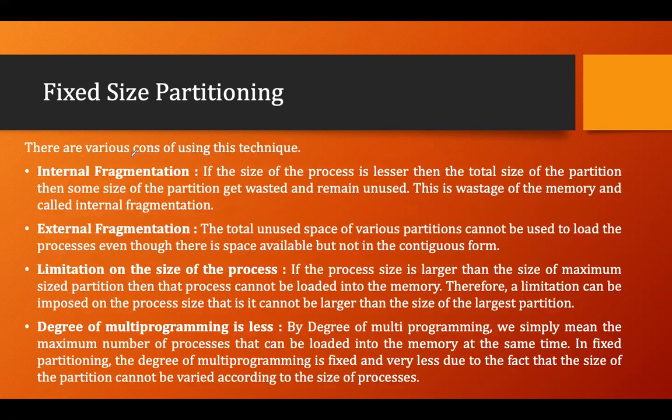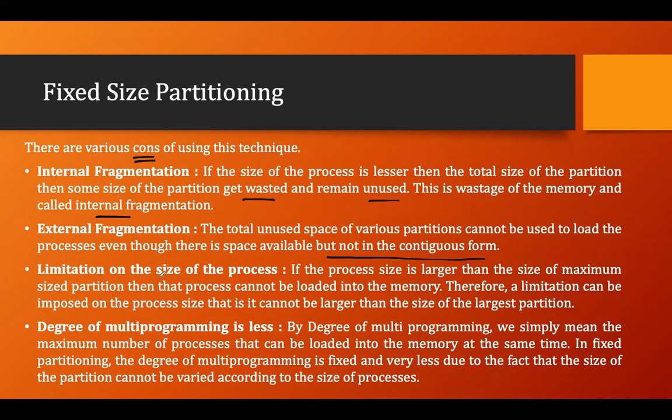Now there are different disadvantages. Some cons are there. So what are those? First is the internal fragmentation. What is the internal fragmentation? If the size of the process is less than the total size of the partition, then some size of the partition gets wasted and remains unused. This is the wastage of the memory and is called internal fragmentation. What is external fragmentation? The total unused space in various partitions cannot be used to load the process even though there is a space available, but not in a contiguous form. This problem is called external fragmentation.